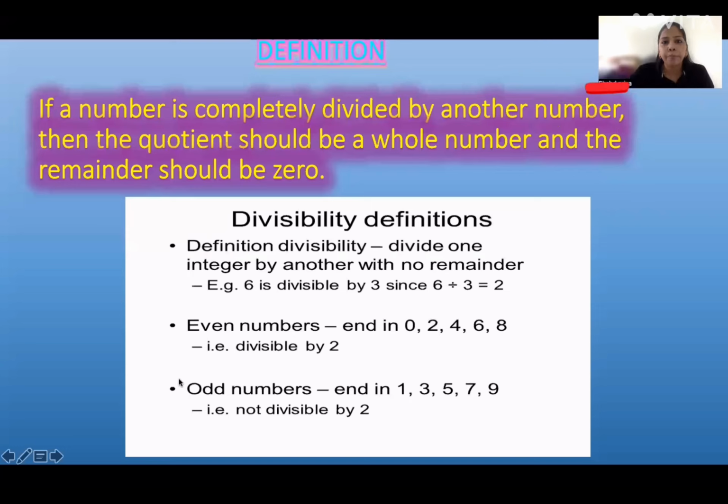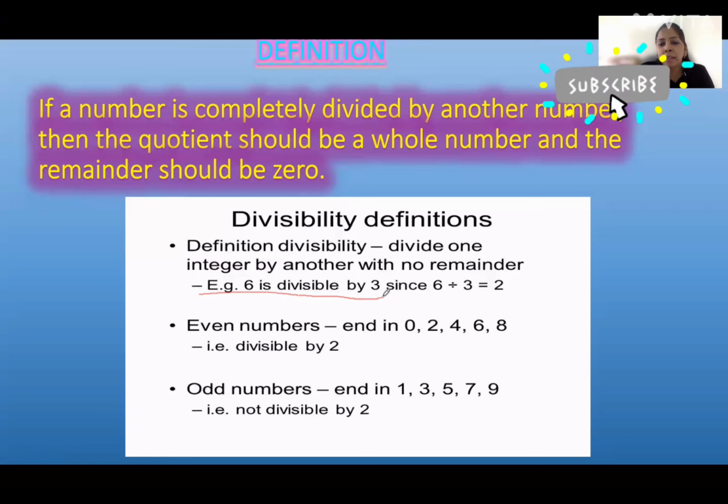So first one is the definition. If a number is completely divided by another number, then the quotient should be a whole number and the remainder should be 0. That is the definition of divisibility: divide one integer by another with no remainder. For example, 6 is divisible by 3, since 6 divided by 3 is equal to 2.